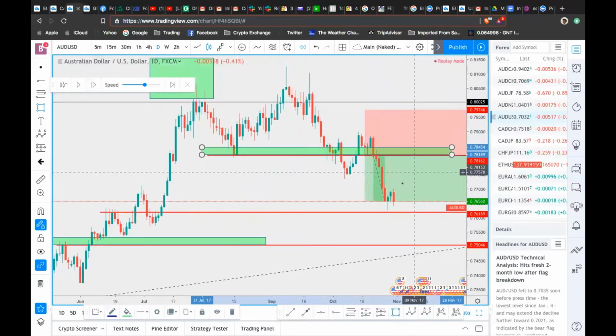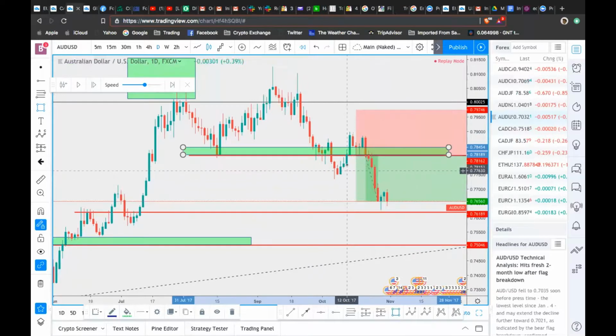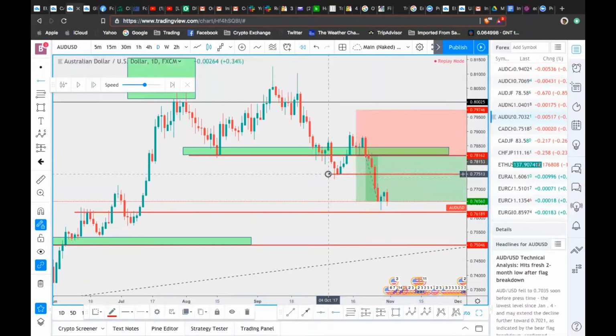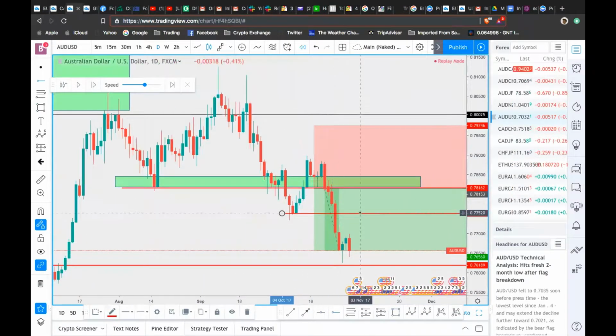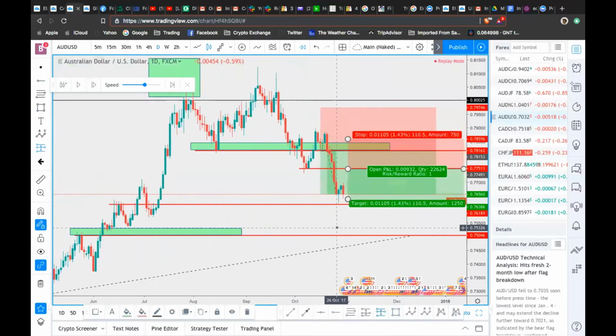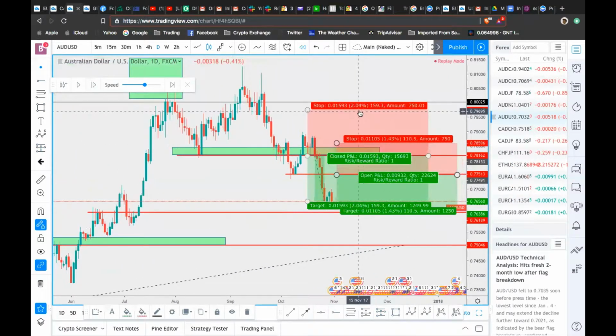So now we get the break of this low, of this structure right here. So when we're looking, we can retest that and get a drop again. Yeah, that's what we're looking for. That's what we're expecting.